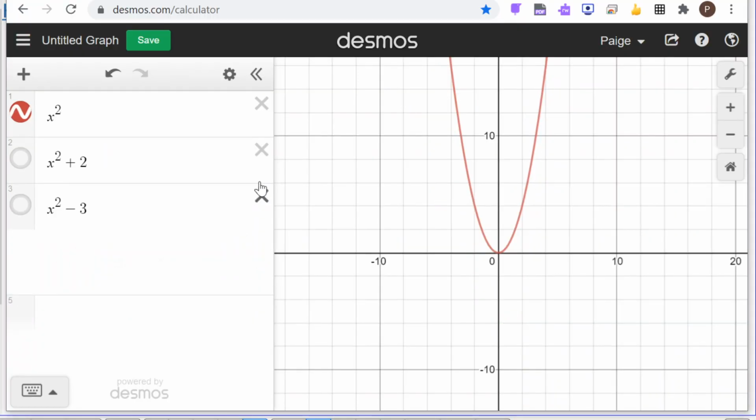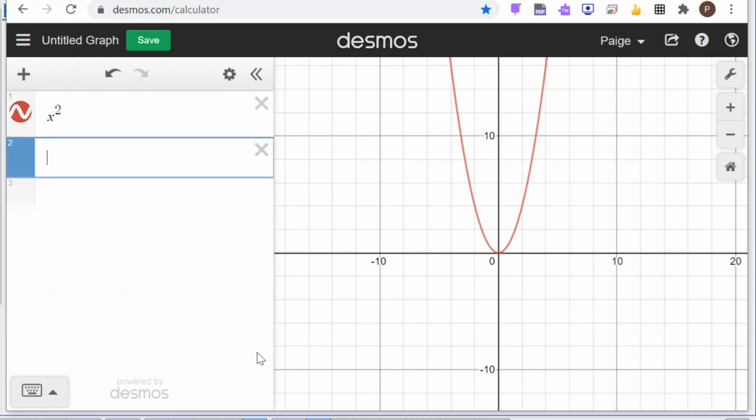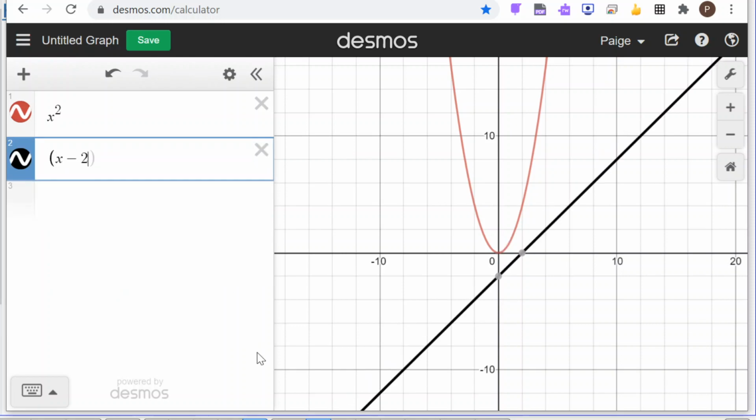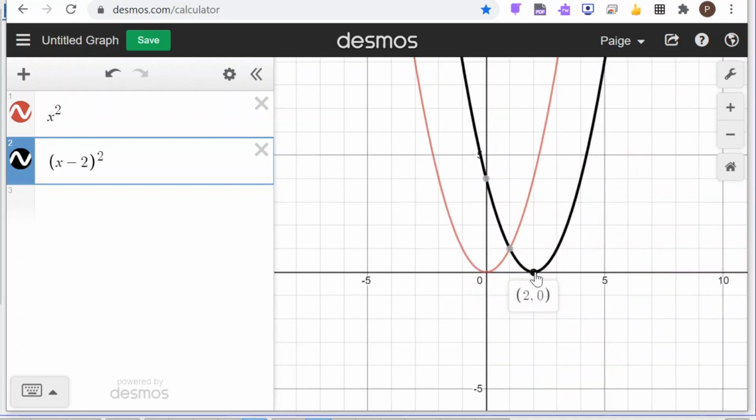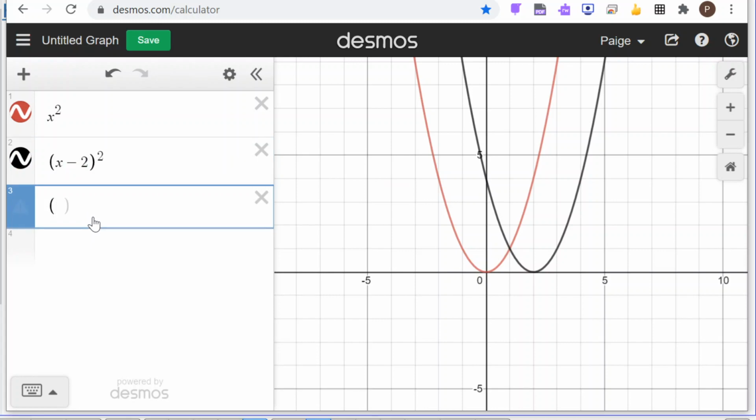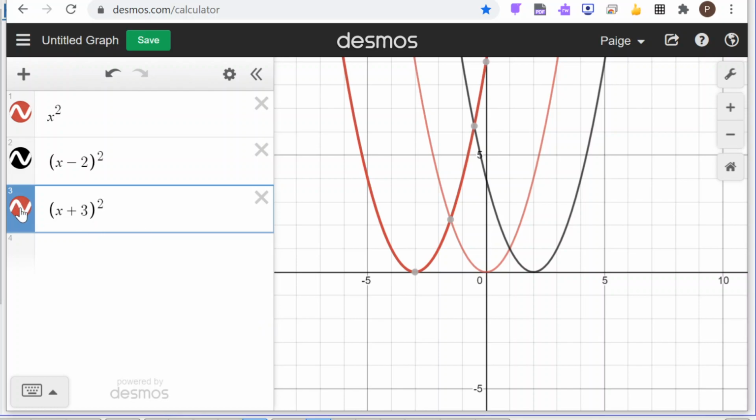So again, let's get rid of some of these graphs. Let's look at x minus 2 squared. And so notice now my graph hasn't moved up or down compared to the red one, but it has moved 2 units to the right. Let me zoom back in so we can see. Which is funny because it actually says minus 2 here. So what happens when it's positive? What happens if I put x plus 3? Well, now this is going to move 3 units to the left.